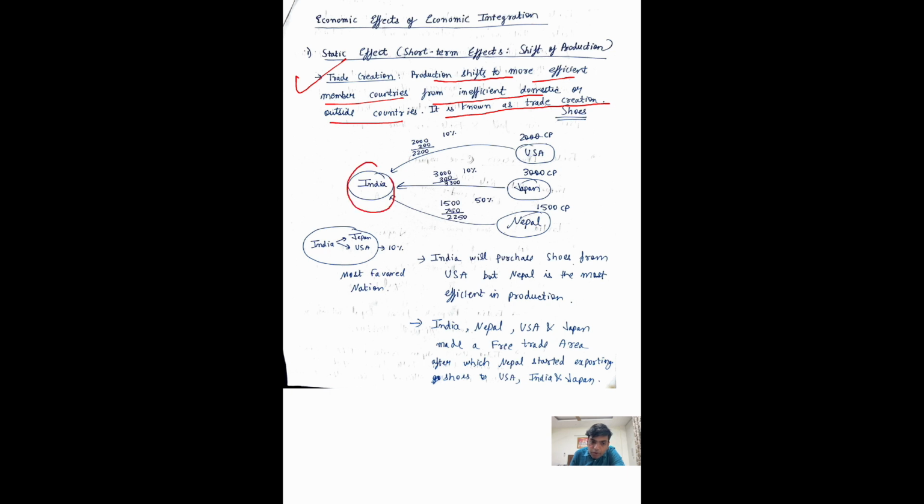So India, we want to import, let's suppose, shoes. So we are planning to import shoes. So we have three options with us. We can import it from US, we can import it from Japan, or we can also import it from Nepal.